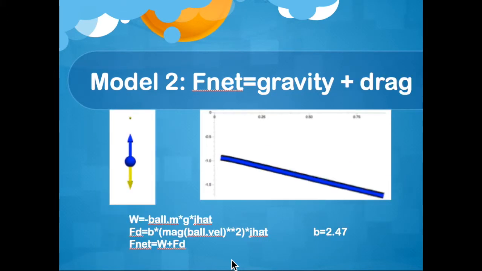The second model considers weight force and drag force. The drag force was determined by B times the magnitude of the velocity squared times j hat. B is a constant determined with the code and is equal to 2.47. The net force is the weight force plus the drag force. As you can see in the model motion, the drag force is represented by the blue arrow and is going up, and the weight force is represented by the yellow arrow and is going down, just as expected.